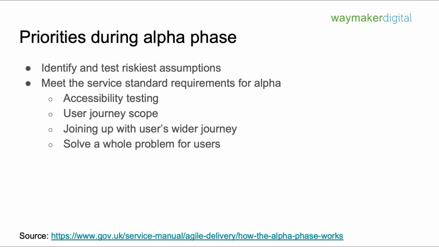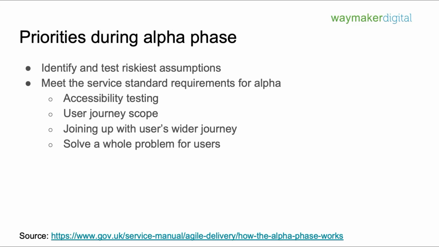At the same time, you want to meet the service standard requirement for alpha. For example, with accessibility testing, you want to make sure that your prototype is accessible, and test accessibility as part of your alpha phase.